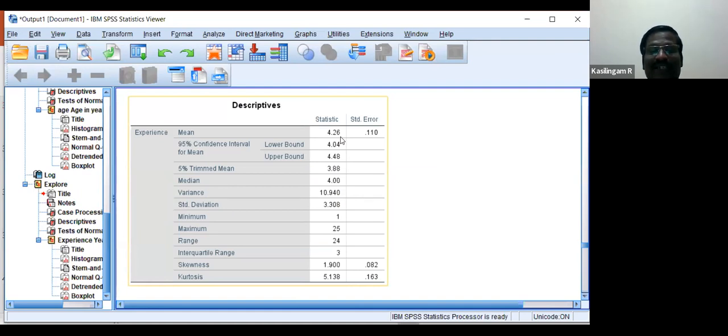See, higher frequency, because it is leptokurtic. Higher frequency means more number of people. More number of people are in 4 years, and on this side 3 years and 5 years. Which means more number of people are around the mean. Leptokurtic means frequency is higher at the mean value.